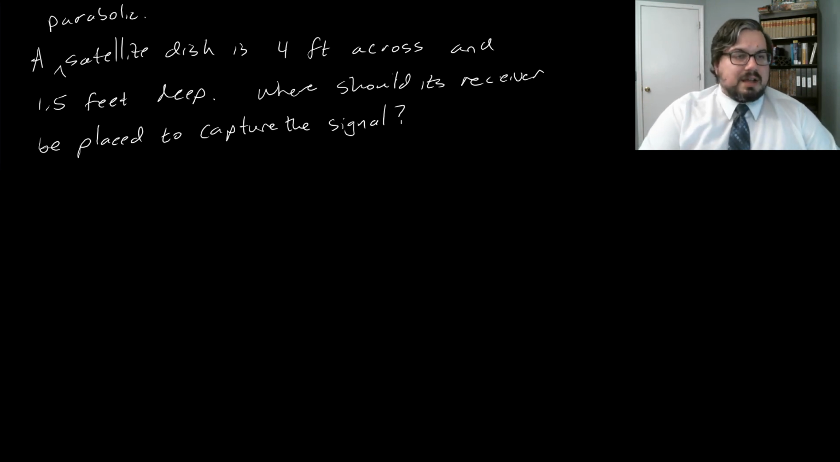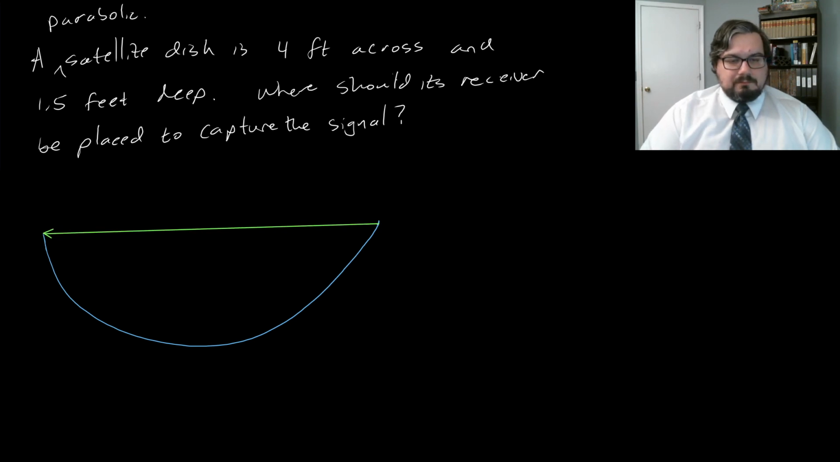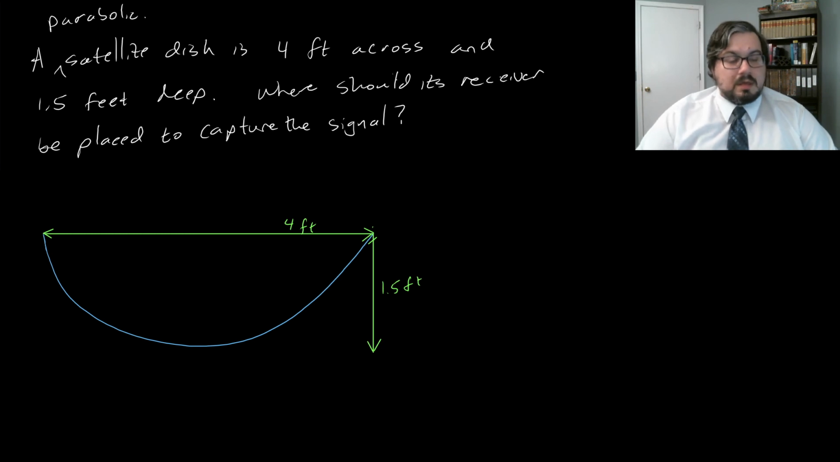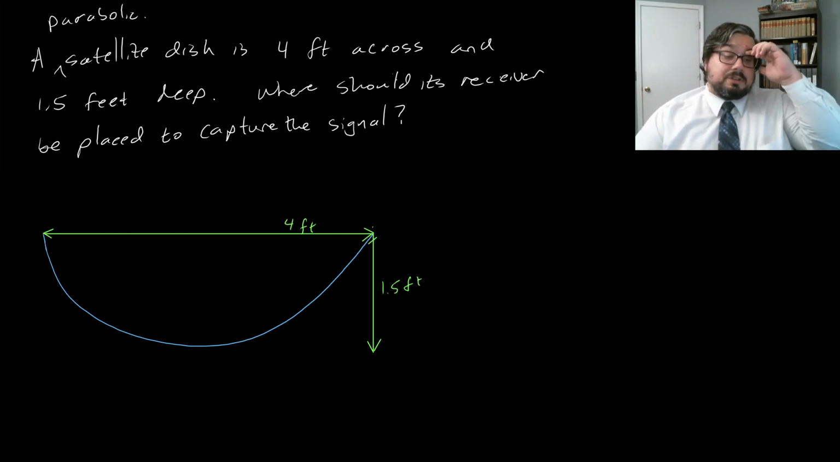All right, so let's sketch out our situation. So we have a parabola here, and we're told some information. We're told it's 4 feet across. So that's 4 feet. Let's erase the extraneous here. And then we are also told that it is 1.5 feet deep. And we want to know where we should put the receiver.